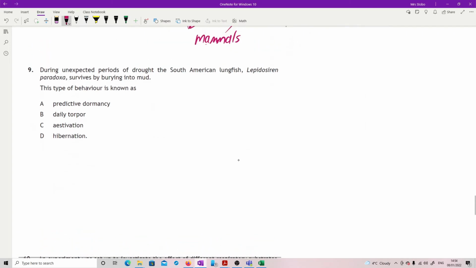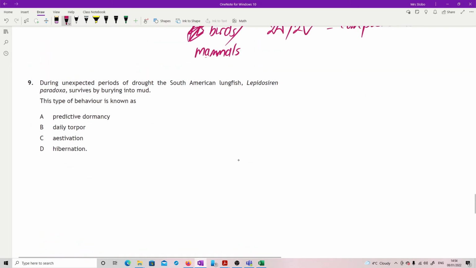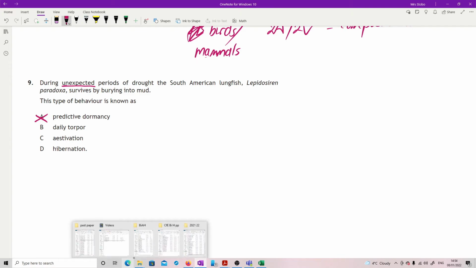Okay, question 9. During an unexpected period of drought, the South American lungfish survives by burying into mud. This type of behaviour is known as, okay, so it's straight KU stuff. Unexpected means that we are looking at something which is consequential. This is something that's happened because something happened, not that they were expecting it to happen, because it said it was unexpected. So let's get rid of the predictive dormancy.